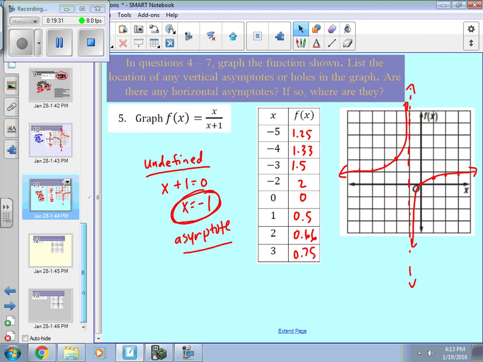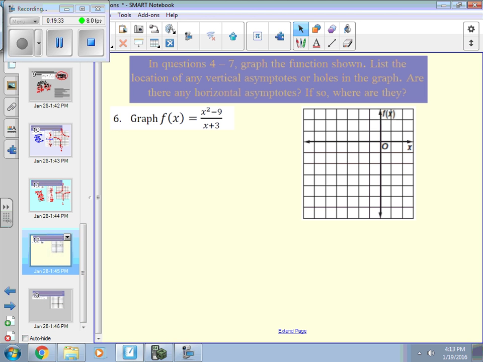All right, two more graphs here. On the next one, start by factoring. Looks like there is some factoring on this one. So if we factor the top, that's a difference of squares, x plus 3, x minus 3.